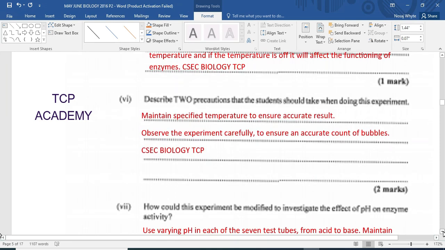How could this experiment be modified to investigate the effect of pH on enzyme activity? Now you are modifying this experiment pretty much to see how varying pH would affect the rate of enzyme activity.